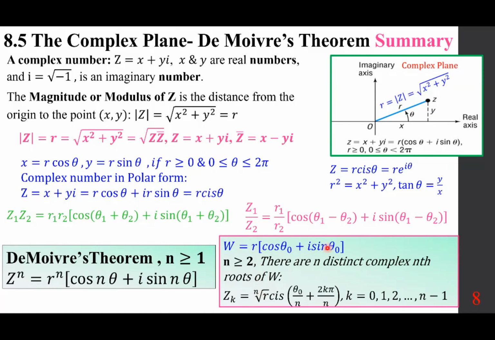And the rest of them, again, cis because it's a shorthand notation, remember. You divide theta 0 by n, and then you add 2k pi divided by n, and you let k be 0, 1, 2, all the way to n minus 1. For example, if you want the fourth root, you let k be 0, 1, 2, all the way to 3. All right, so that's a good synopsis.